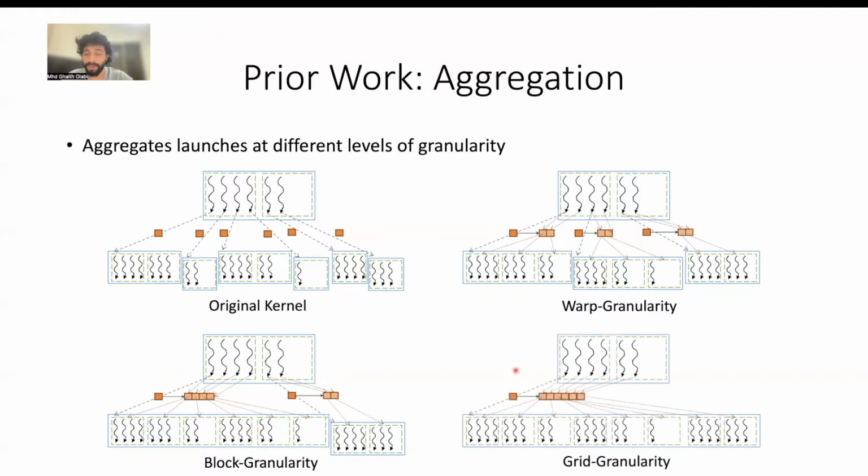And finally, we have grid granularity, which means that all the threads in the parent grid are going to consolidate their work into one launch. And then finally, there would be one launch with all the child grids aggregated into one larger grid.